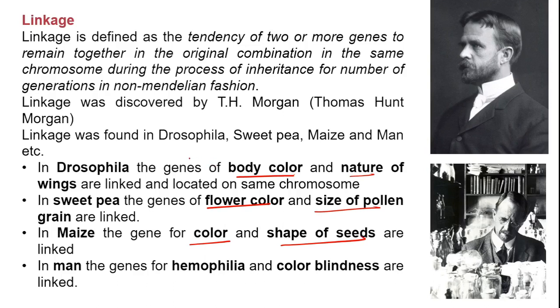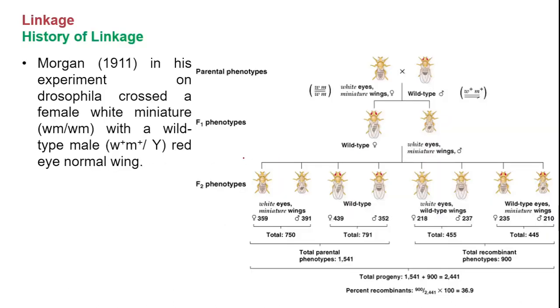The common example is hemophilia and color blindness. Because of the shorter distance between them, the person who is suffering from hemophilia will also suffer from color blindness. That is the linkage phenomenon.